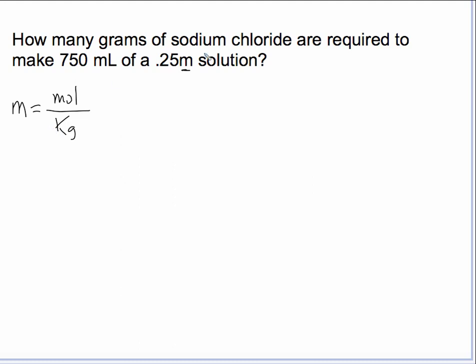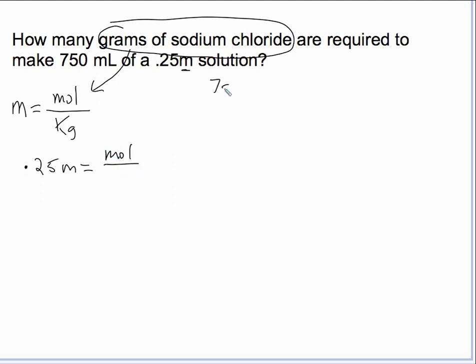Okay, so anyway, here's the deal. Whenever you're trying to find grams of some sort of solid, you can get that from the moles. So you have to figure out what the moles are. You plug in what you know: 0.25 m is equal to the moles, which is what we don't know, over the kilograms. We have 750 milliliters, so we move the decimal 3 spots to change milliliters to kilograms. That's going to equal 0.75 kilograms, and we put that down here.